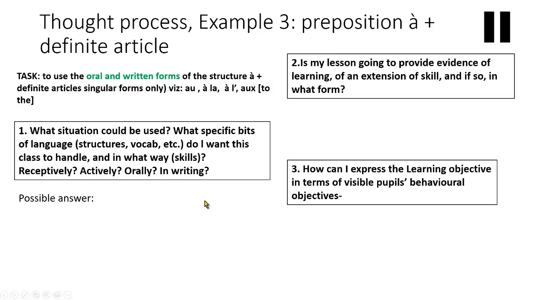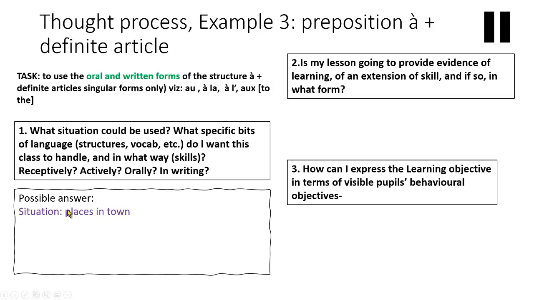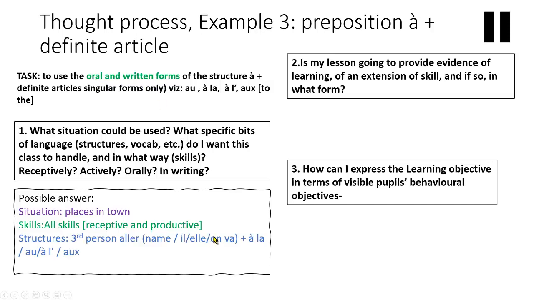So the possible answer could be, and again you could pause and think it for yourself if you are a beginning teacher and using it for this purpose. Here comes the answer for me anyway. The situation could be places in a town. Okay, of course it could have been something else, couldn't it? It could have been within a shopping centre, but here I'm just saying in a town. All skills, because it's oral, you've got to have the listening and the speaking. Because it's written, you've got to have reading and writing.